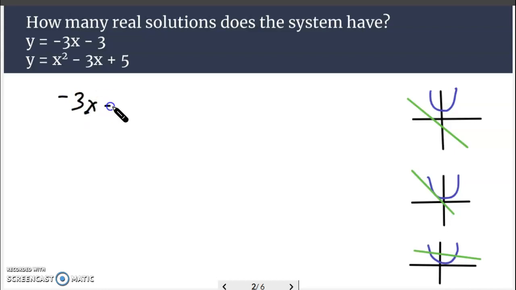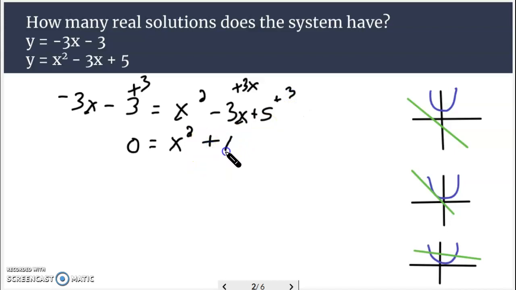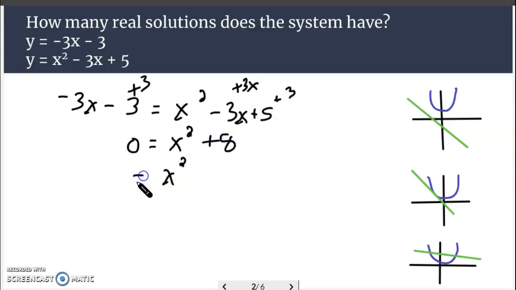We'll set the two equations equal to each other and solve for x. We'll get everything to one side by adding 3x to both sides. If we add 3x here, that'll cancel out the 3x's. We'll also add 3. And that will give 5 and 3 to give us 8. So now we have x squared plus 8. In order to solve for x, I have to subtract 8 from both sides. And then I have x squared equals negative 8.